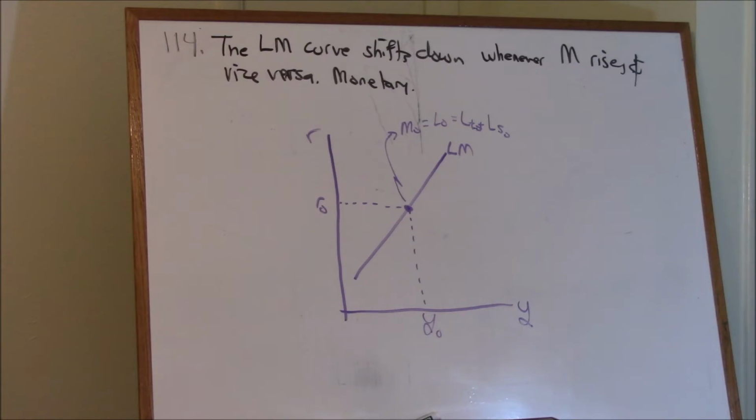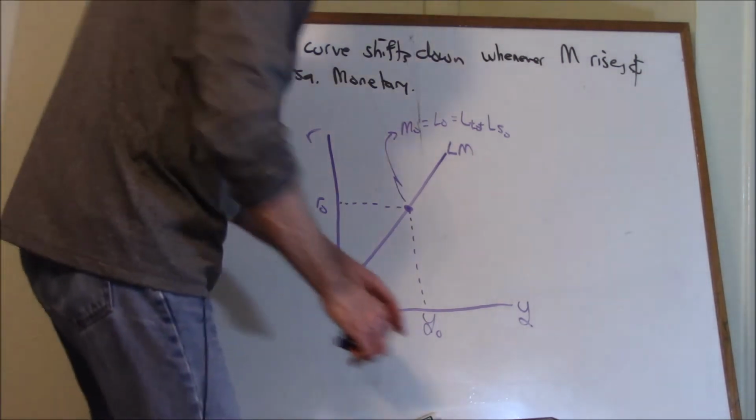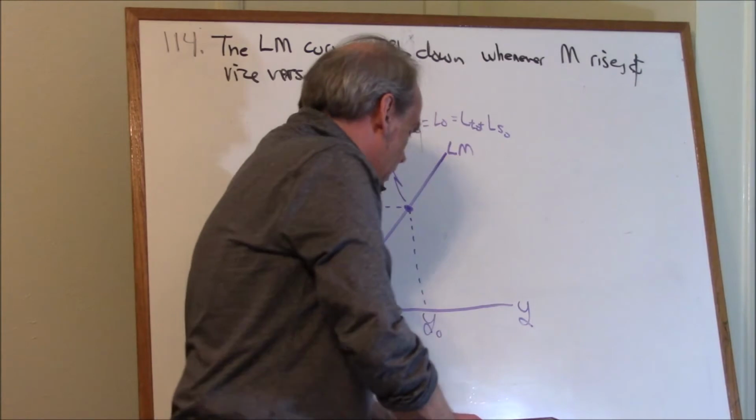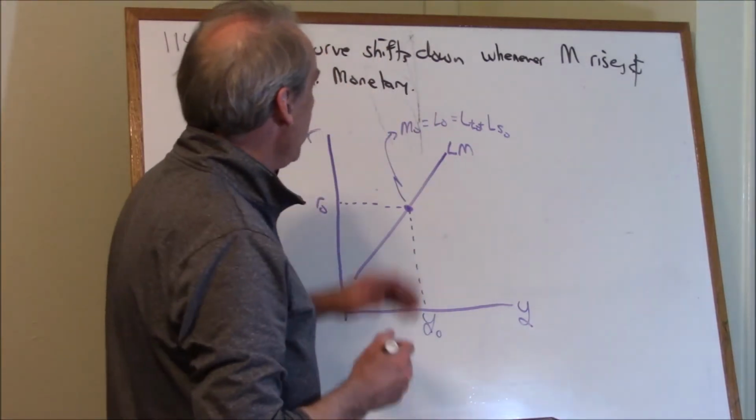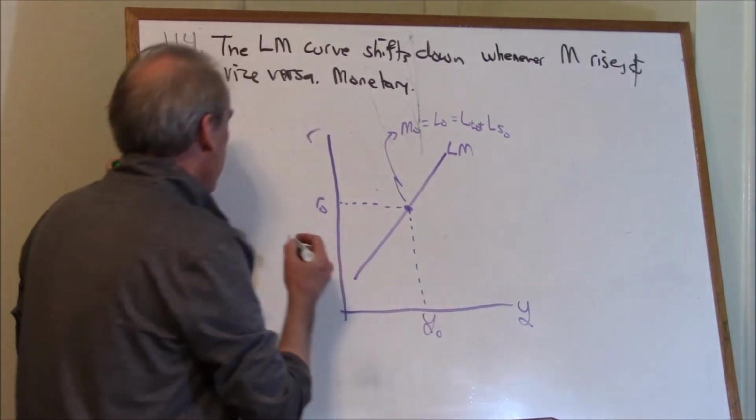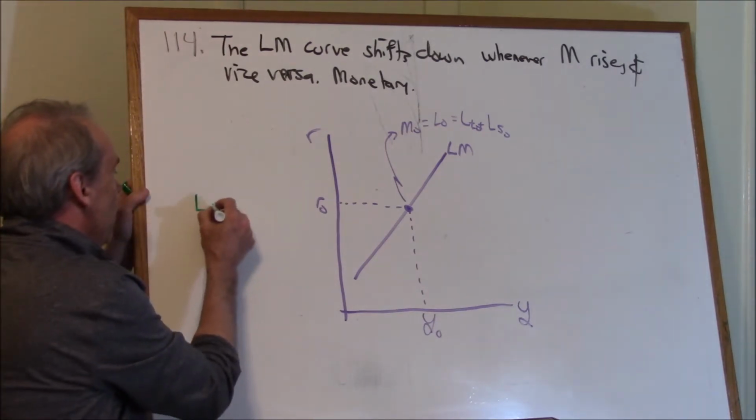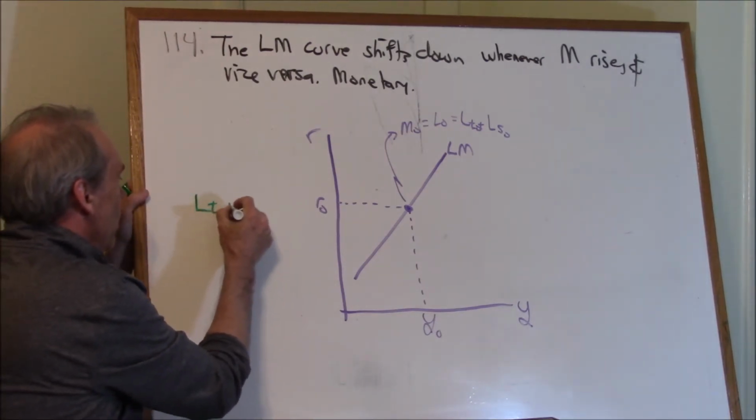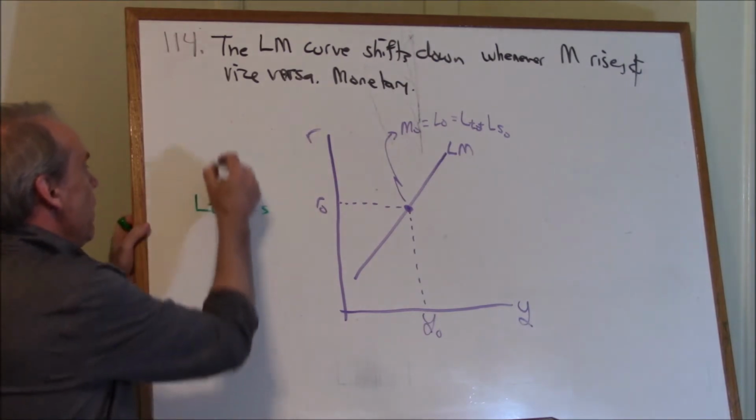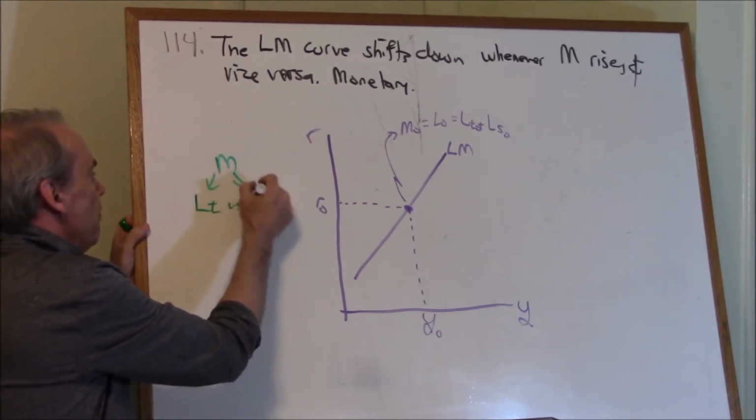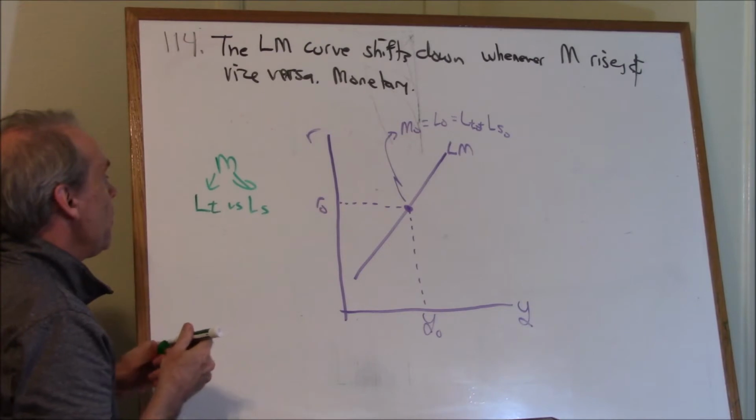Now, how do I want to explain this one? If we increase the supply of money, then there's a very simple way to think about it. Remember that the bank is trying to balance the demands of the LT people versus the LS people. They've only got so much money to split up between them. Can you see that? Only so much money to split up between them.